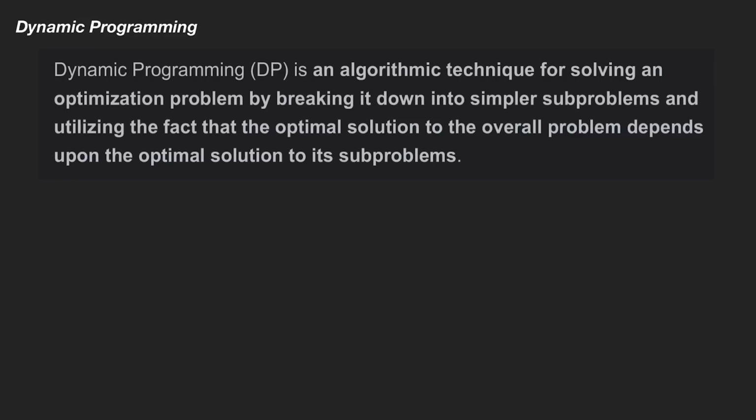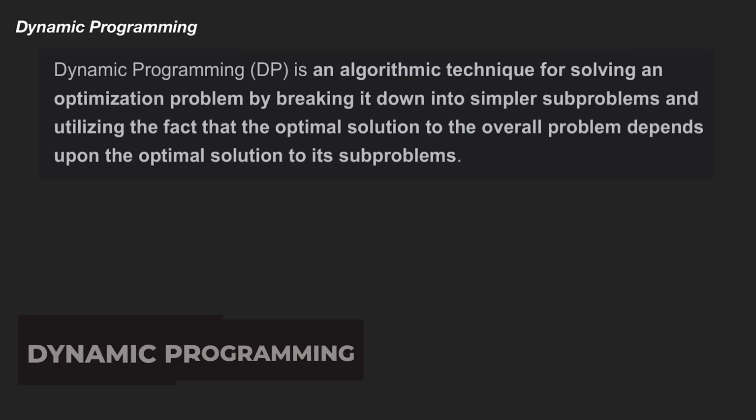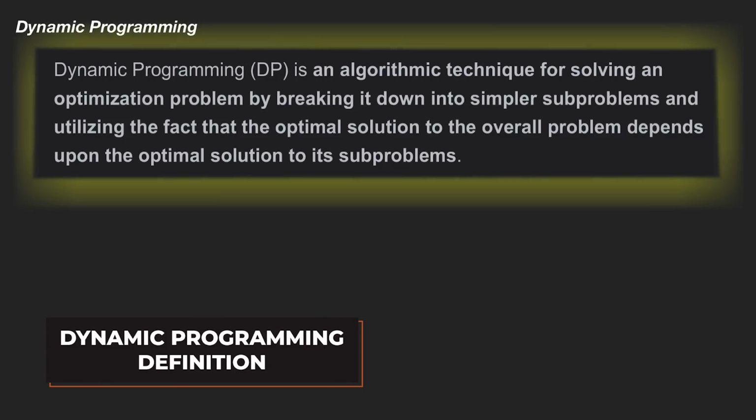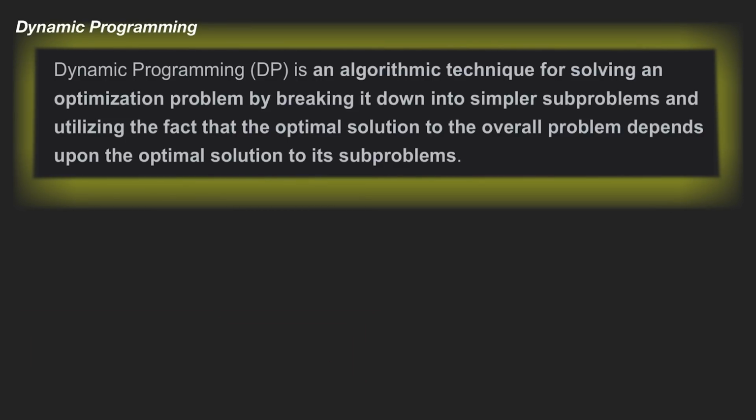Regardless, with that said, let's get into dynamic programming. So let me start here by reading the definition. Dynamic programming is an algorithmic technique for solving an optimization problem by breaking it down into simpler subproblems and utilizing the fact that the optimal solution to the overall problem depends upon the optimal solution to its subproblems.